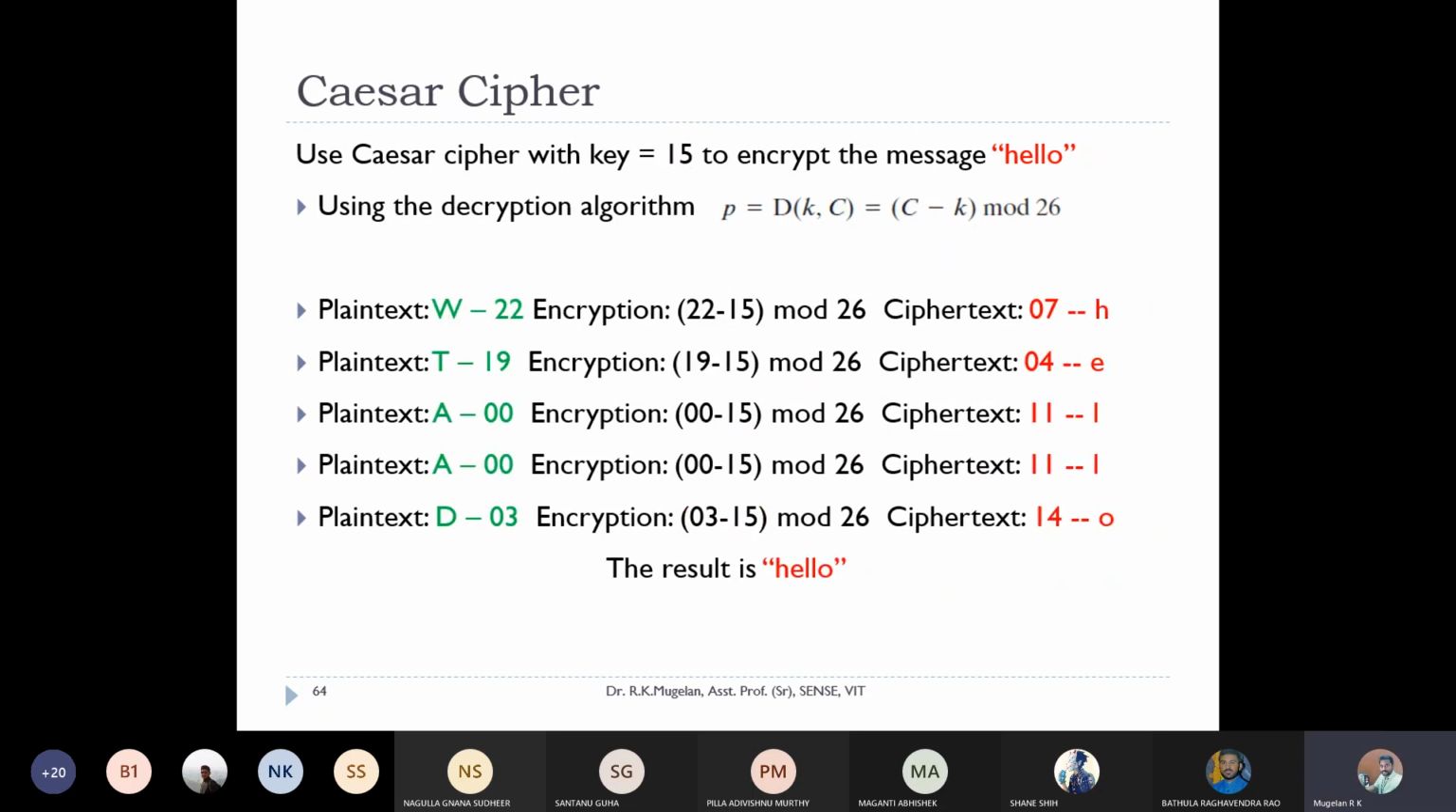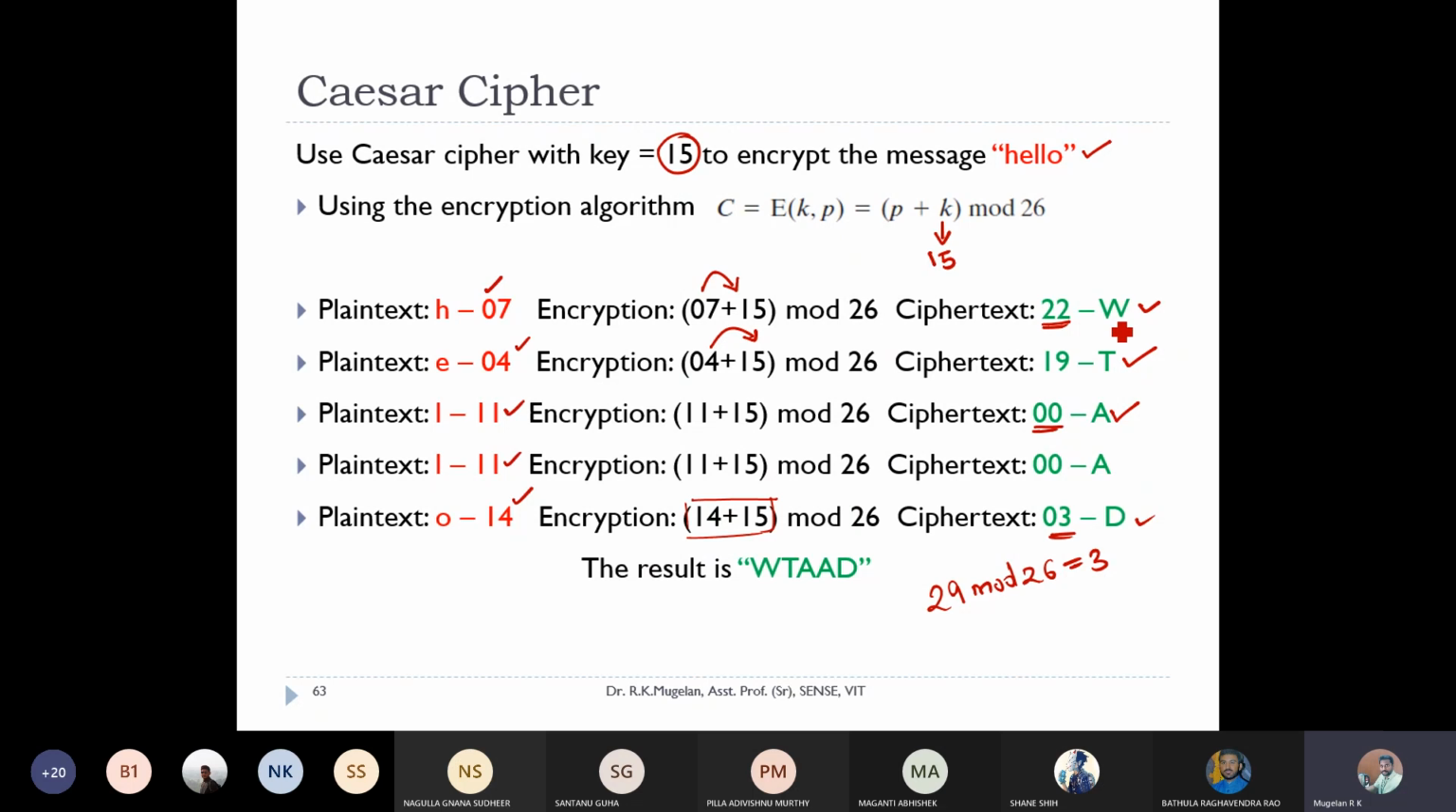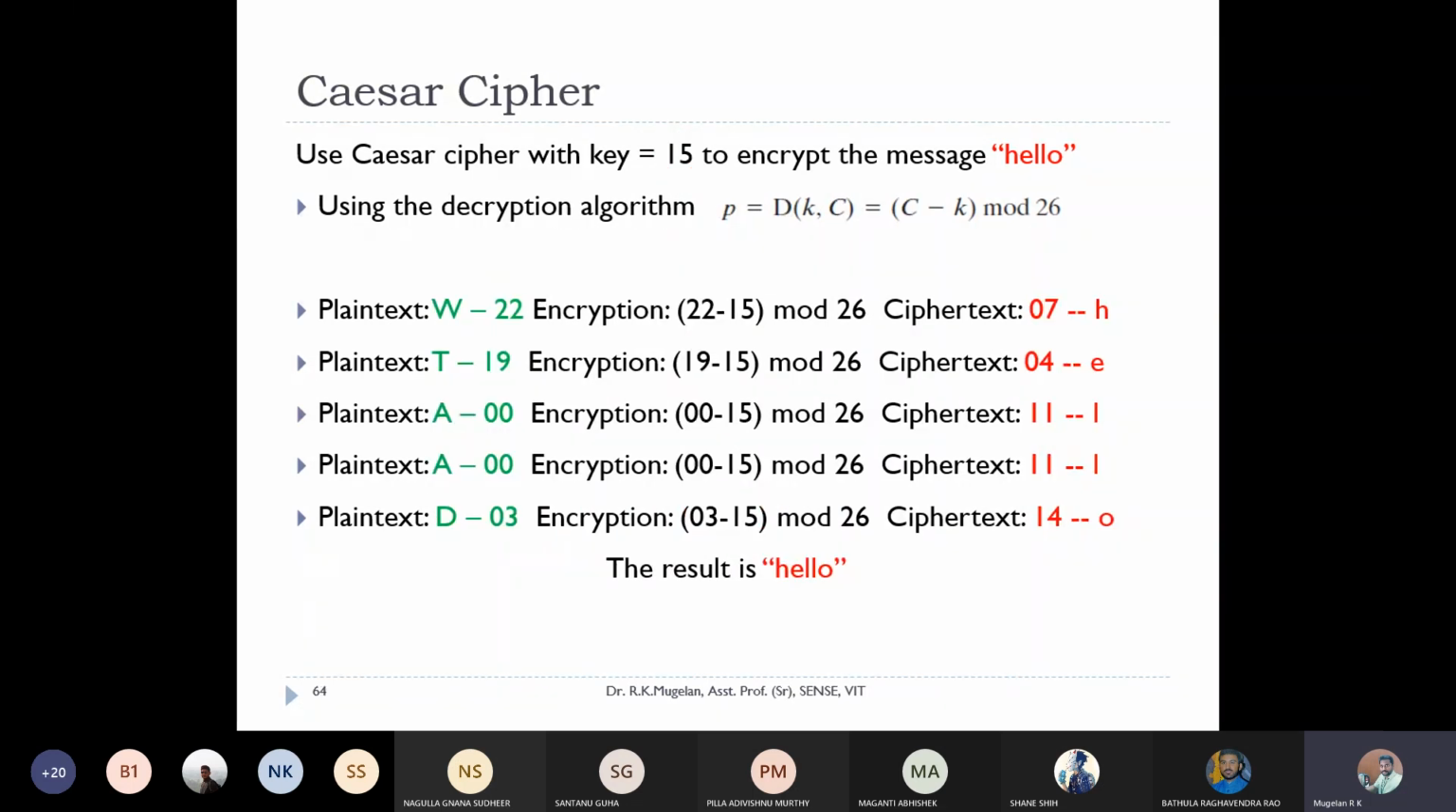If you go with the decryption process, here we got the ciphertext to be WTAAD, right? And for decryption, I'm simply going to perform an addition of the additive inverse. Right. So if I have 22, then 22 minus 15, I'll get 7. So I took the 7 value here and got the plain text back as hello.